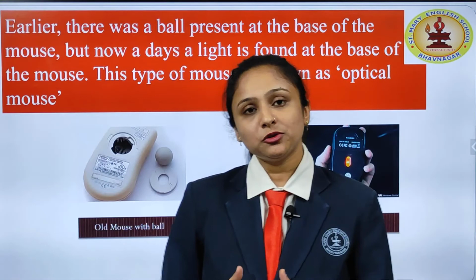The second one is the double click. Definition: pressing the left mouse button twice very fast is known as double click. Okay, come on, say it again with me. Pressing the left mouse button twice very fast is known as a double click. What is the use of double click?